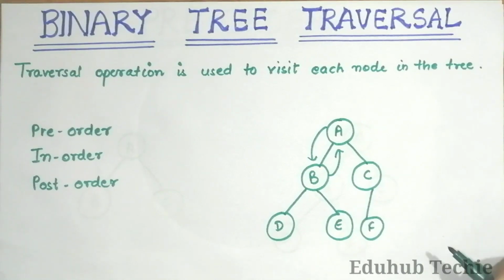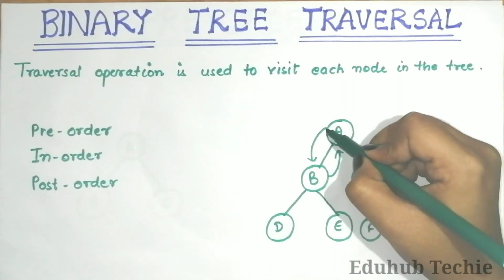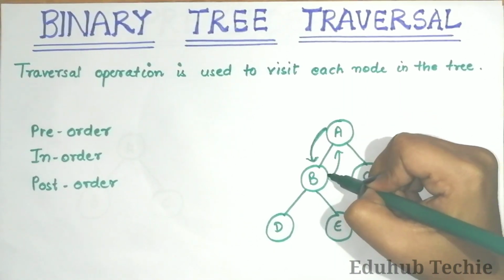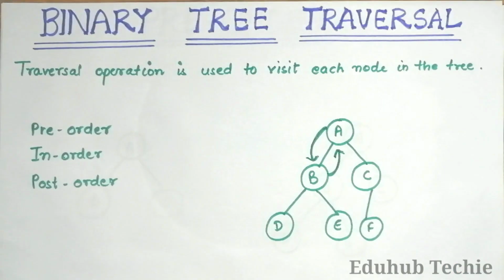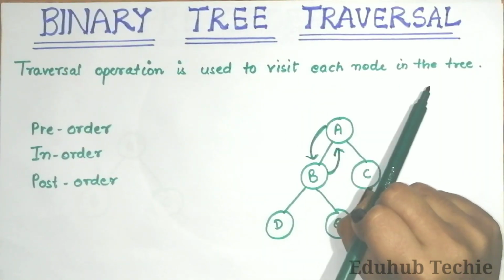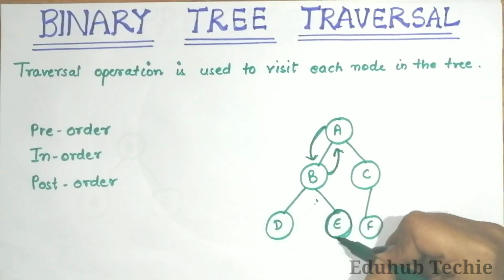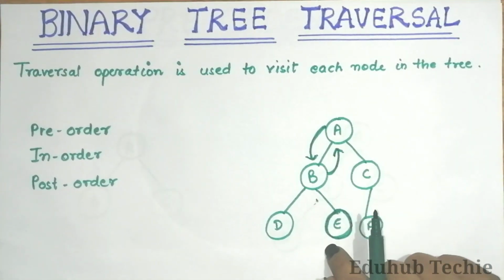So traversal is basically to and fro motion from one point to another. That is from A to B, then back to A. Okay. So why do we need traversal? Traversal operation is used to visit each node in the tree. That is, if you want to visit E, then how will you visit? For this, the traversal operation is there.